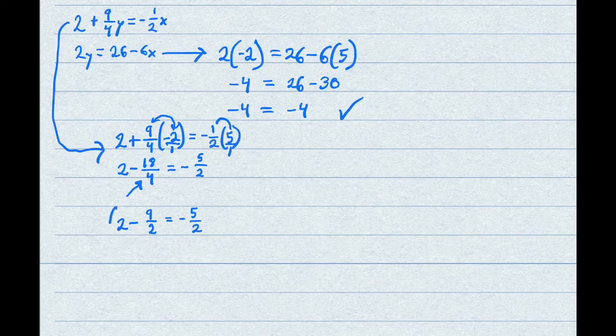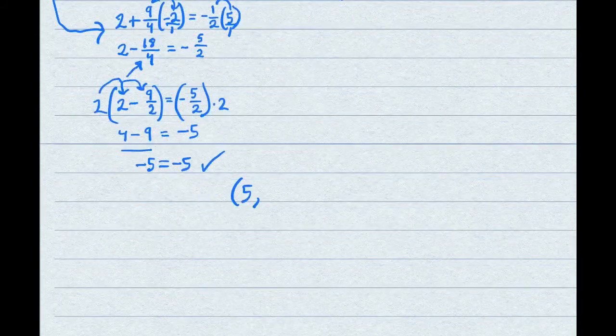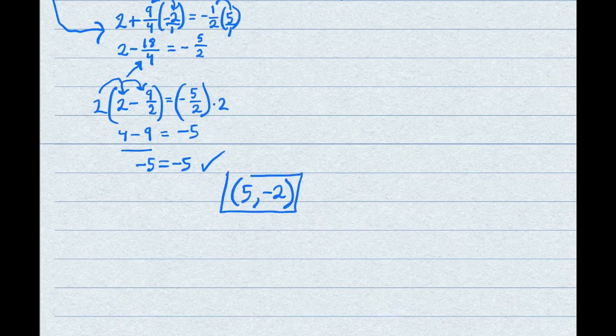Or you can multiply everything by 2 to get rid of the fractions, like we did earlier. So let's go ahead and multiply everything by 2. Start by distributing 2 on the left side. 2 times 2 is 4, minus 2 times 9 over 2 is 9. Then on the right side, negative 5 over 2 times 2 is negative 5. When you simplify 4 minus 9, you got negative 5, and on the right side, you already have negative 5. So you got a true statement in this equation as well. And since you got true statements in both equations, we know that this is the right answer.